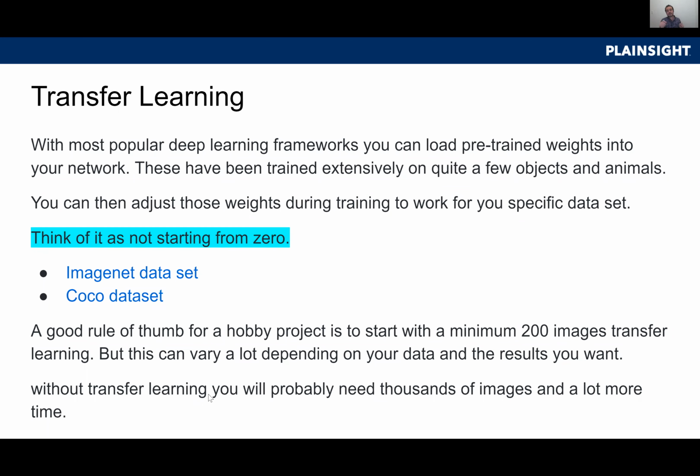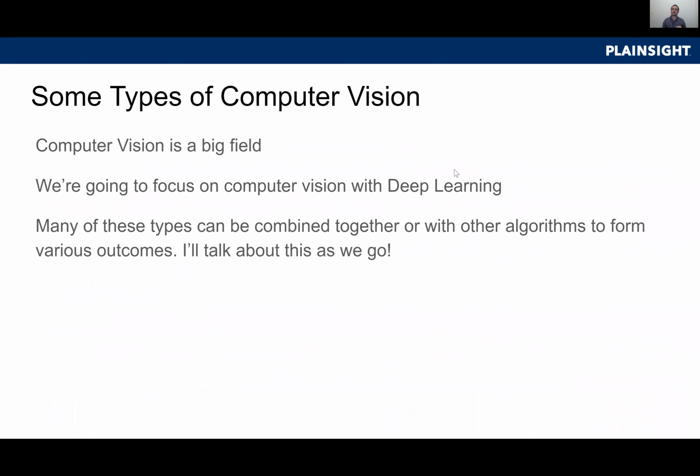But you're going to see today, we're only going to use a couple hundred images and actually build a decent object detection model for geese is what we're going to do today. So some types of computer vision, again, it's a very big field, so we won't talk about literally everything, but some of the common types that you're going to see, and probably the most common types, so you could start putting together and solving your own problems.